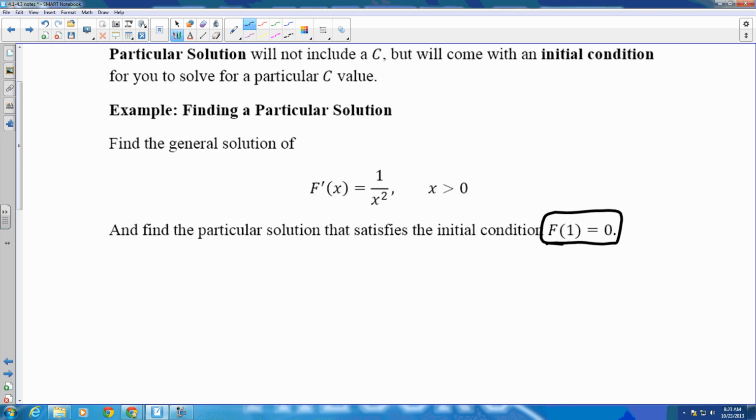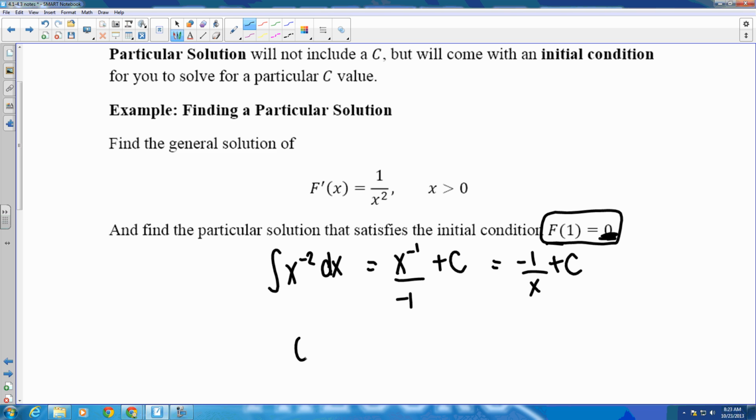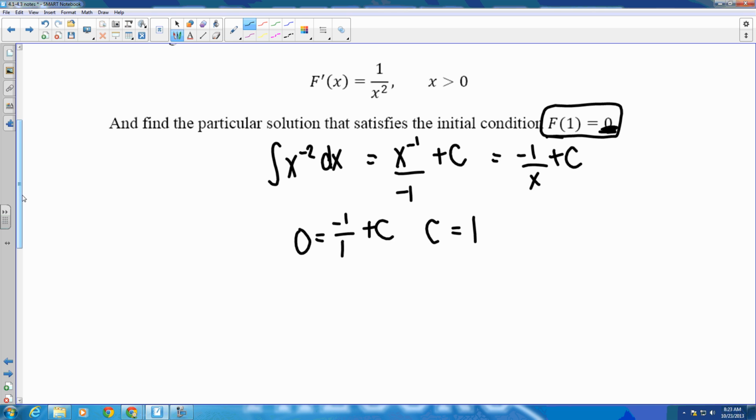So we take the integral of x to the negative 2, which is x to the negative 1 over negative 1 plus c, or negative 1 over x plus c. And then what we're going to do is set our function equal to 0, because of this over here, and we're going to plug the 1 in for the x to find out what our c is. And we get 0 equals negative 1 plus c, so c equals 1, and we would rewrite our function, capital F, as negative 1 over x plus 1.